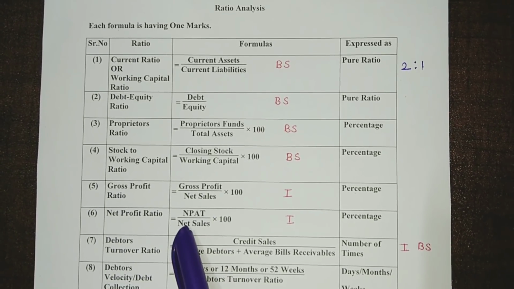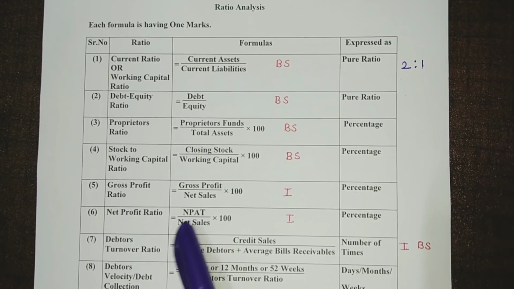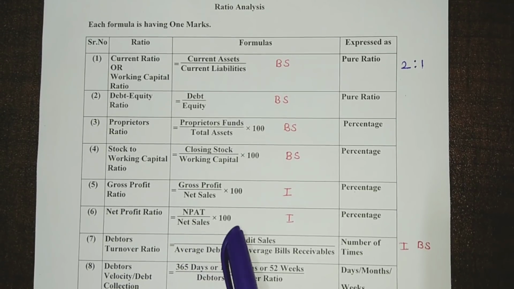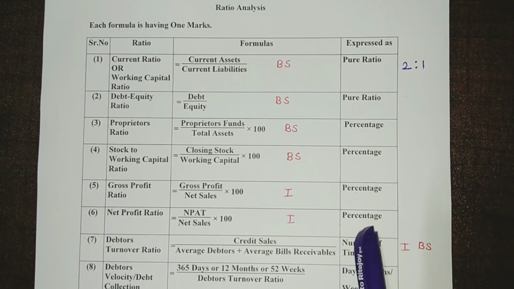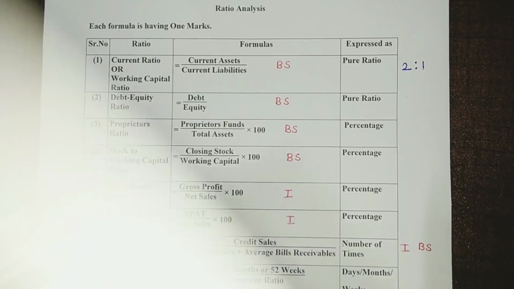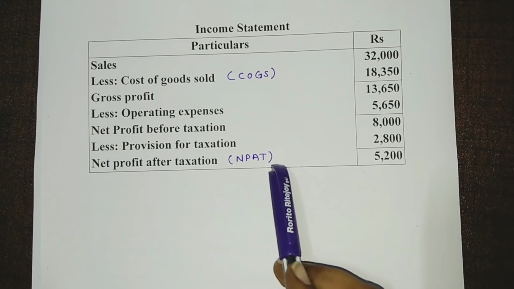The formula for that is net profit after tax, NPAT, divided by net sales into 100. Again, this is into 100, which means the final answer you have to express in percentage. This is an income statement ratio, or your profit and loss statement ratio. Now, from where you are going to get the amount of net profit after tax?